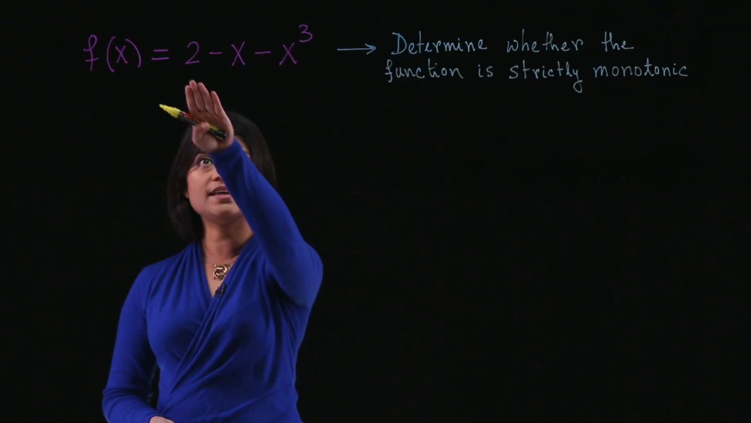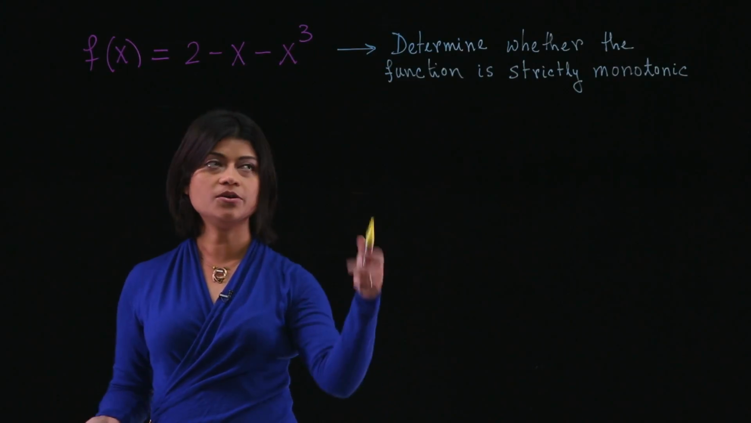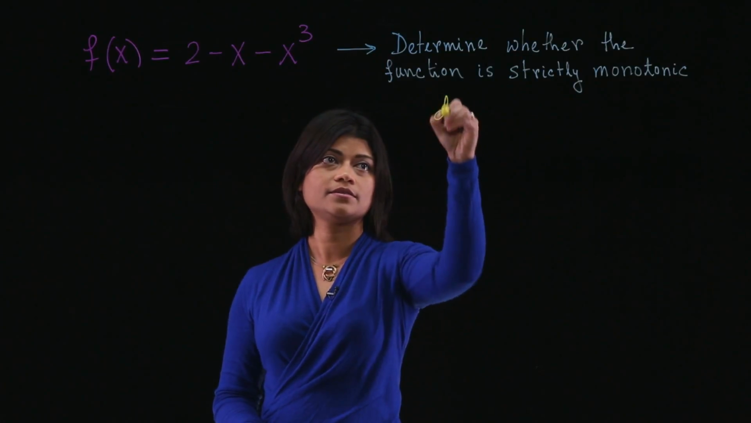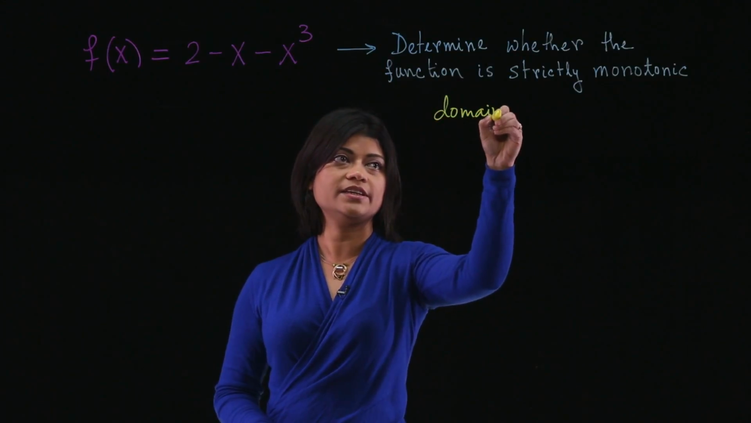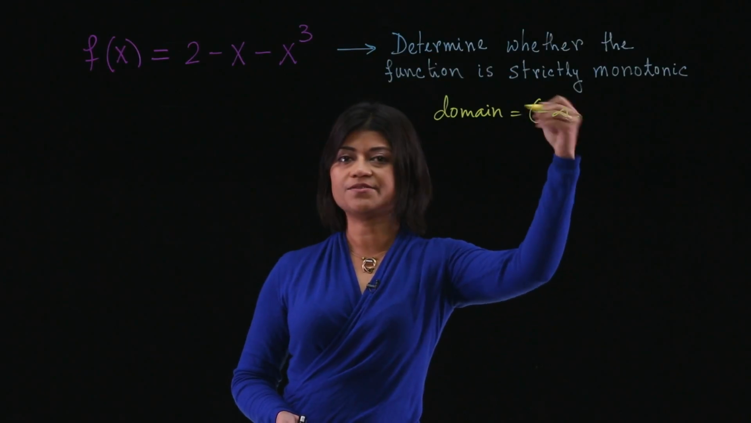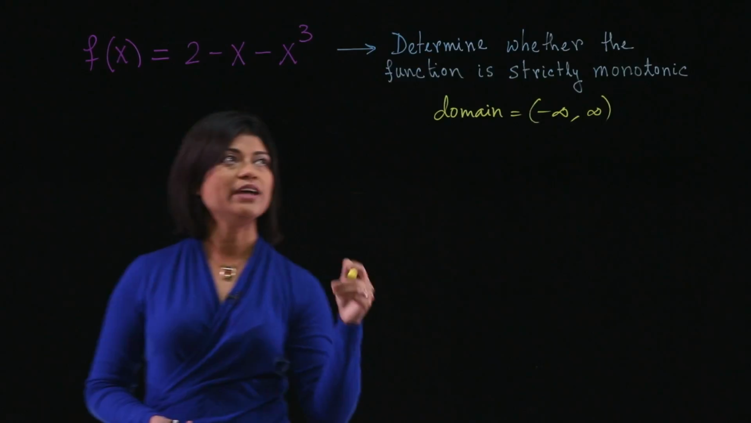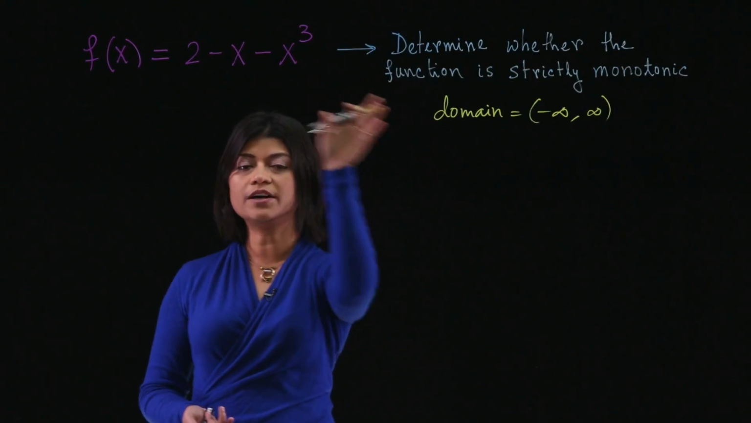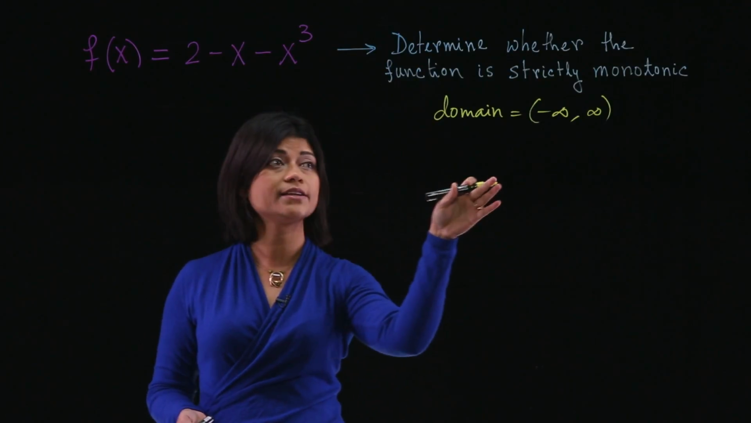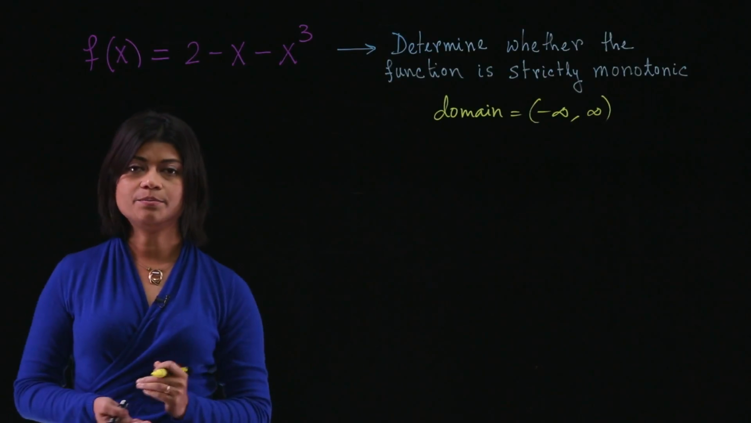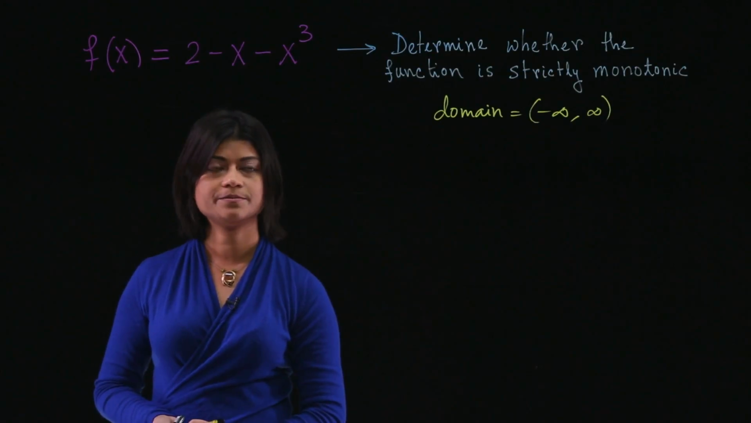Now notice that this is a polynomial, and so its domain is the entire real line. So the domain of the function is all x values between negative infinity and positive infinity. So we have to figure out whether this function is strictly monotonic in this domain. And we can do that by using the first derivative.